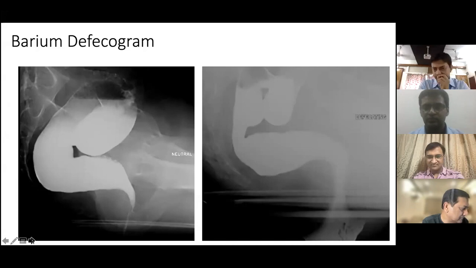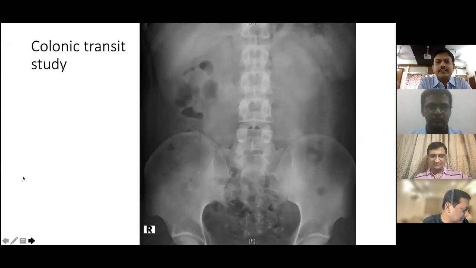Yeah, there could be overlap. As the disease progresses, dyssynergic defecation can have a slow transit constipation. I agree with you. So there could be overlap. So to complete the workup, one should do transit study. Okay. So we have the transit study in this.